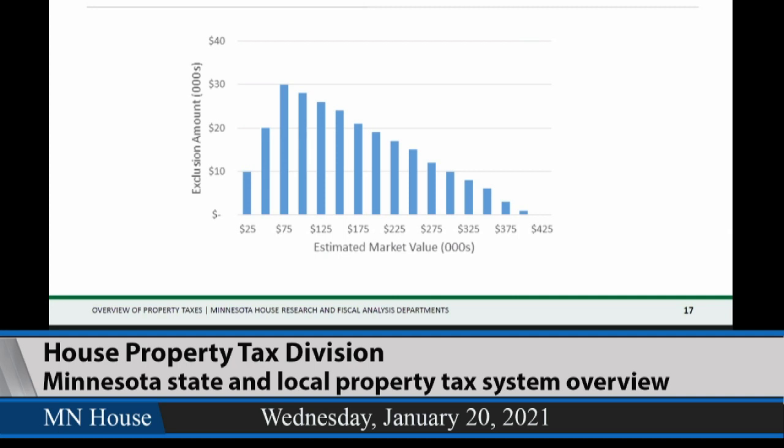The exclusion amount is dependent on the overall value of the home. So you can see from the chart here that the exclusion amount increases as a home's value increases, and it maxes out for homes valued at around $76,000. So the exclusion amount here is about $30,000 for homes valued at $76,000, meaning if you had a home that was valued at $76,000, it's really going to be taxed more like it was worth $40,000. The exclusion phases out as the home's value increases, and it's completely phased out for homes valued at about $414,000. And next slide, please.